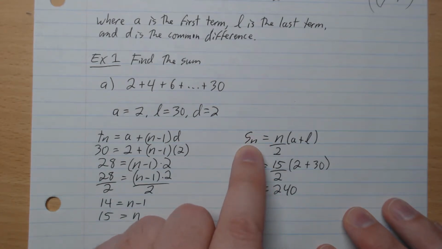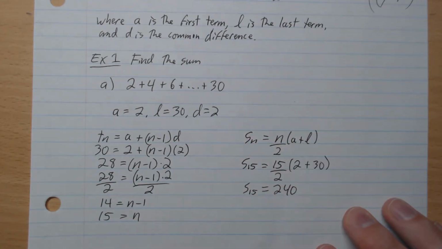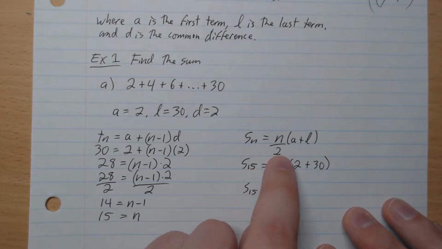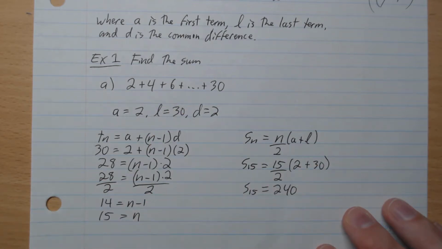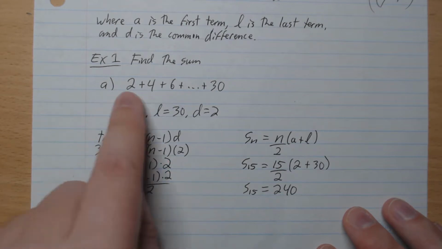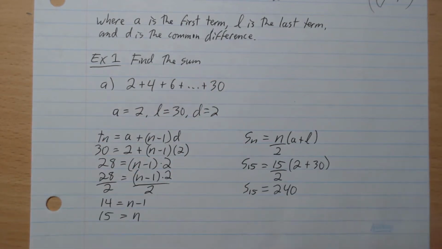So Sn, n over 2 times (a plus l). S15, we know it's 15, like that. 15 over 2 times (2 plus 30), like that. So S15 is 240. So this sum is 240.